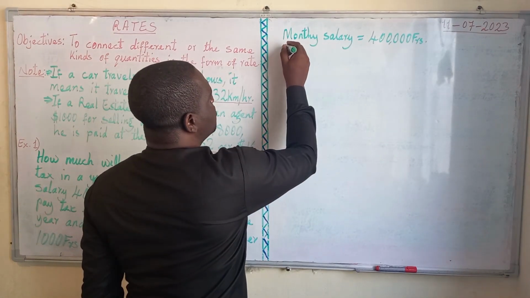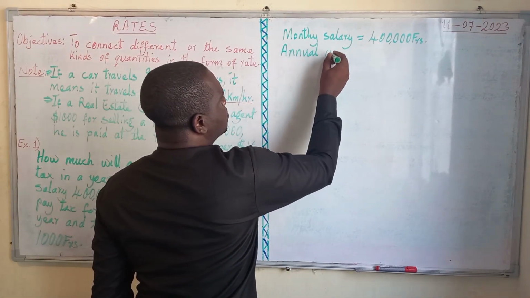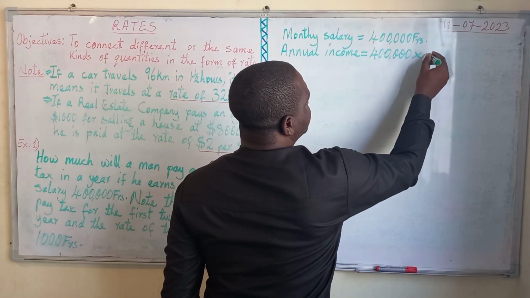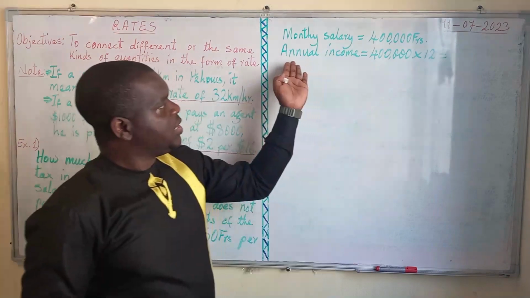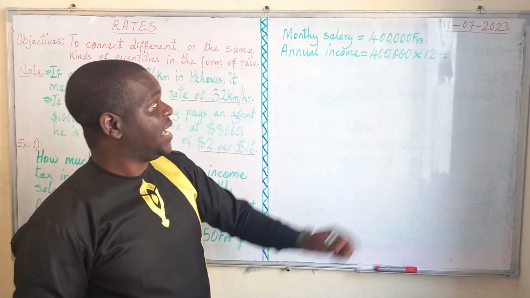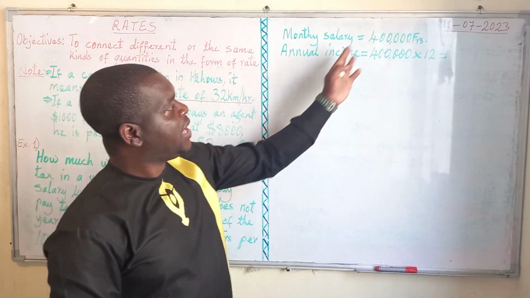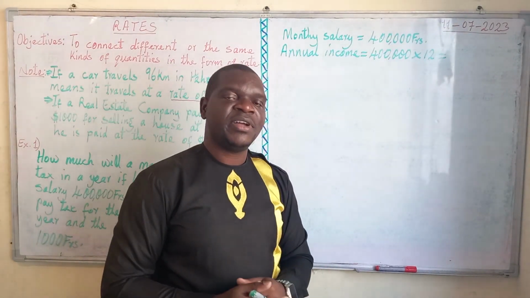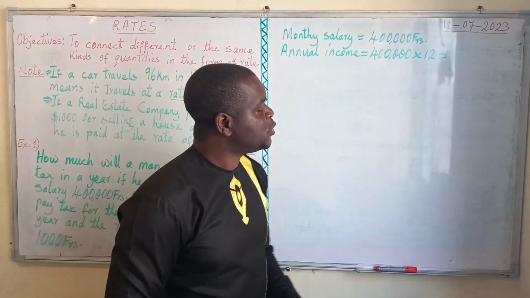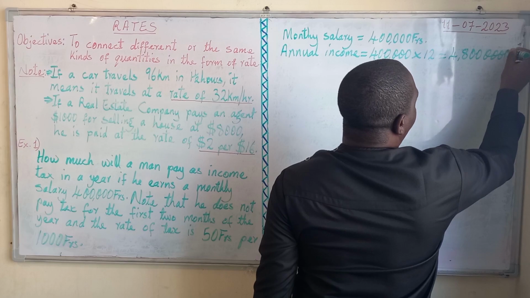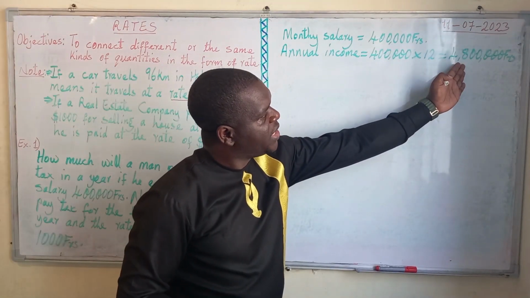So here we can mention annual income, which will be equal to 400,000 times 12 months. In 1 year, we have 12 months and he's earning this per month. So to find for the whole year, you multiply the monthly amount by 12 months. And this will give us a total of 4,800,000 francs.